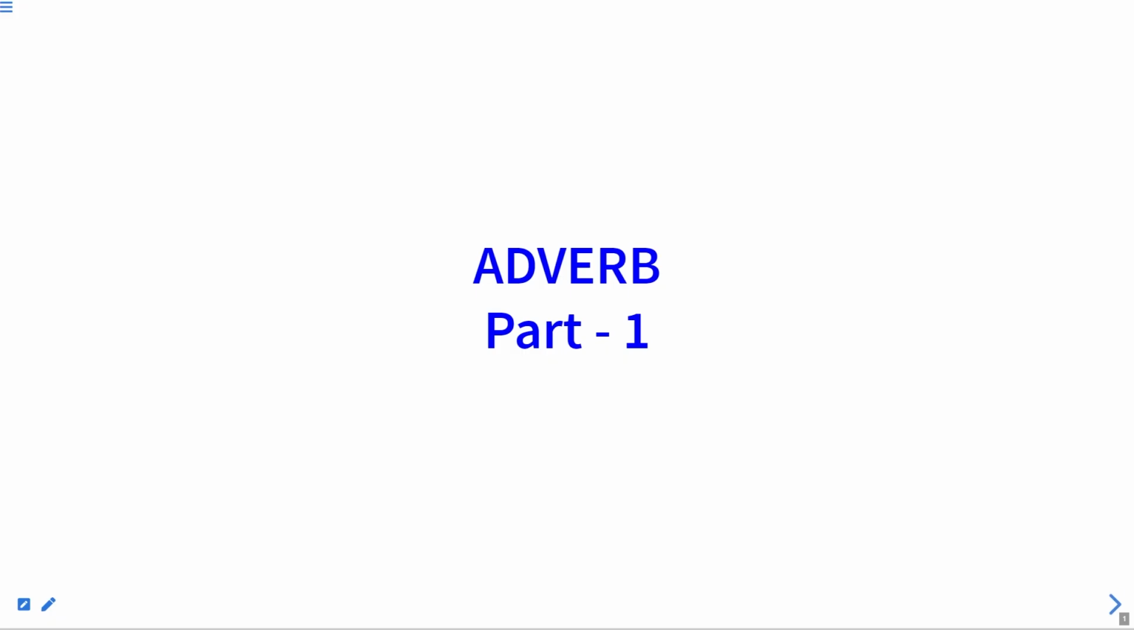In this session, we are going to begin a new chapter that is very interesting and important. Well, this chapter name is Adverb. Now, we'll be discussing adverb in various parts. So this is part 1 of the chapter Adverb. Adverb is a very important and interesting topic.